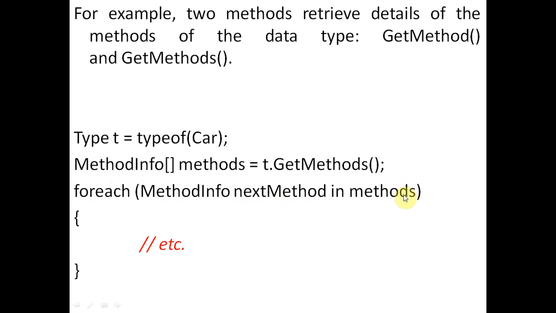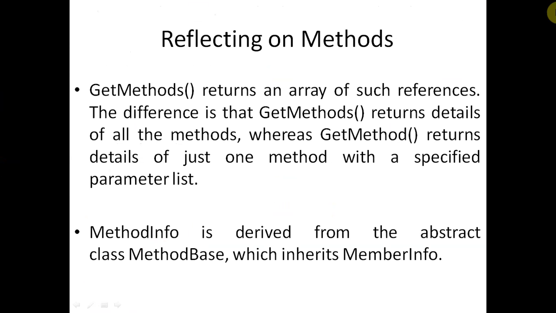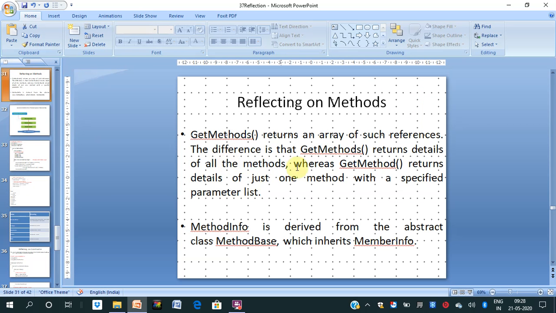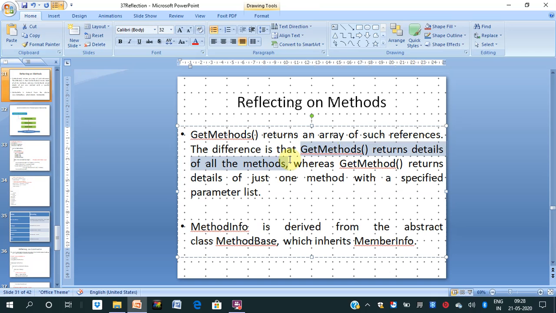Then in the second round we will put the second method into this nextMethod variable, and this way it will execute up to all the methods inside the class. So these are the MethodInfo class and its methods. GetMethods will return all the methods, and GetMethod only will return a single method. GetMethod returns detail of just one method with a specified parameter list. However, GetMethods returns detail of all the methods.